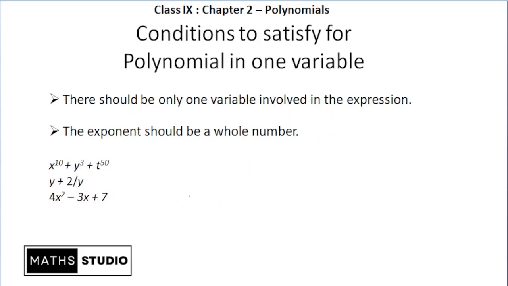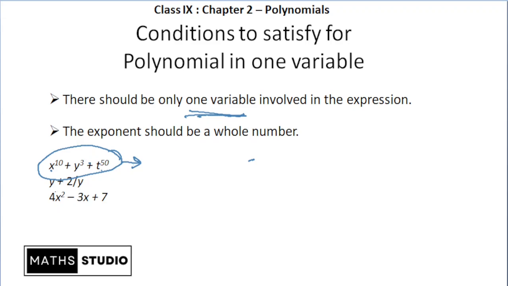Now as per class 9, let us look at those conditions that we need to satisfy for calling it a polynomial in one variable. First thing, there should be only one variable involved. Anything more than one variable does not qualify as a polynomial in one variable. That is very simple. For example, this one, x to the power 10, y to the power 3, t to the power 50. There are three variables involved, so this does not satisfy the condition to become a polynomial in one variable.